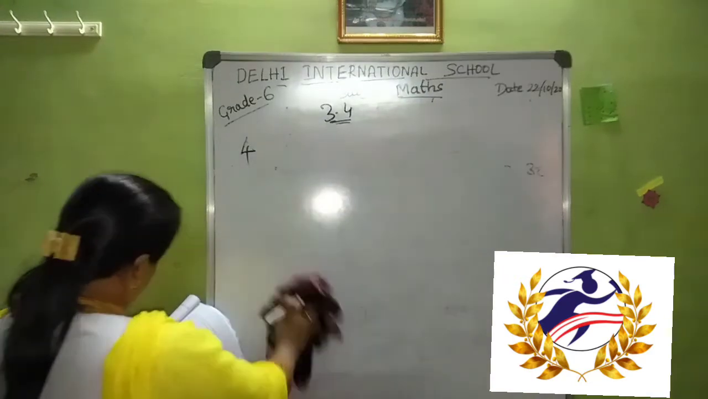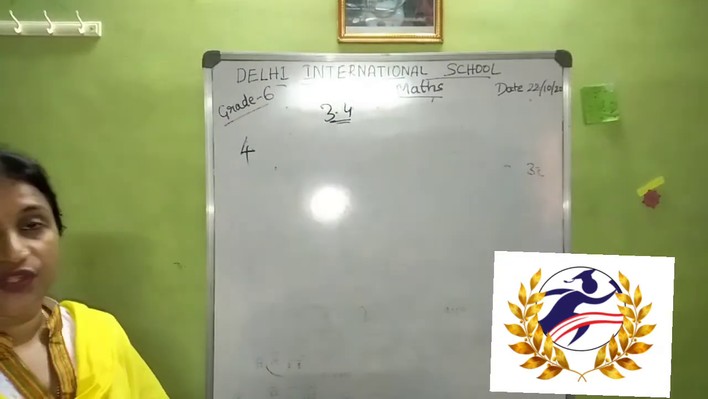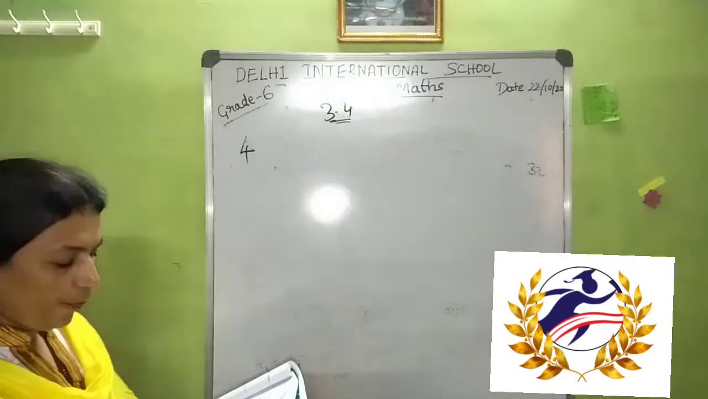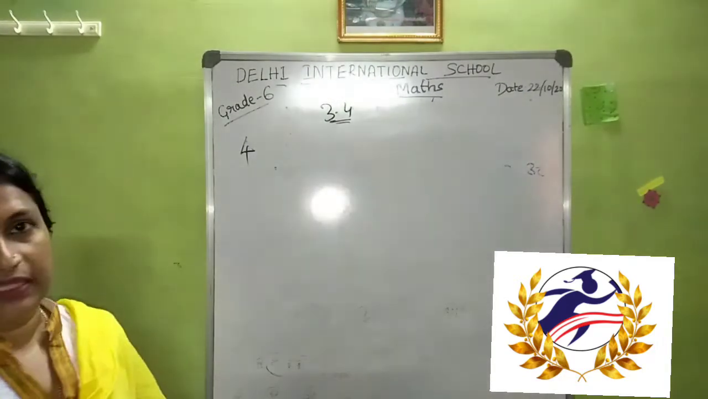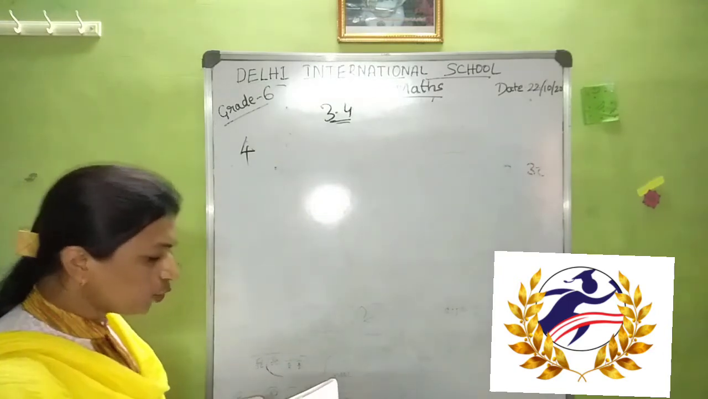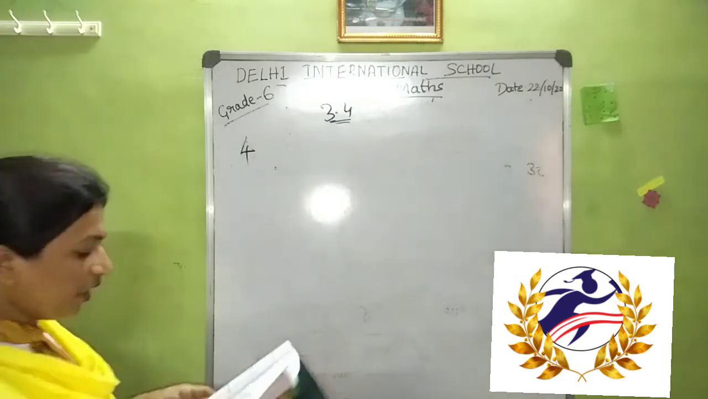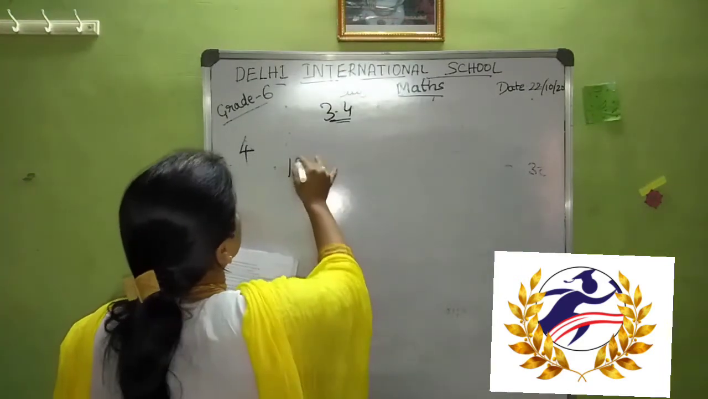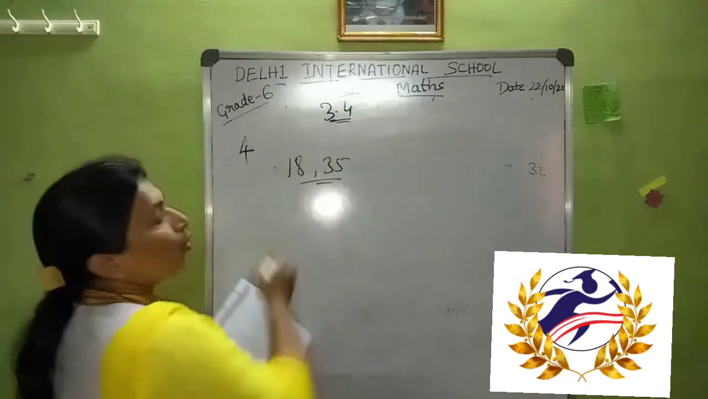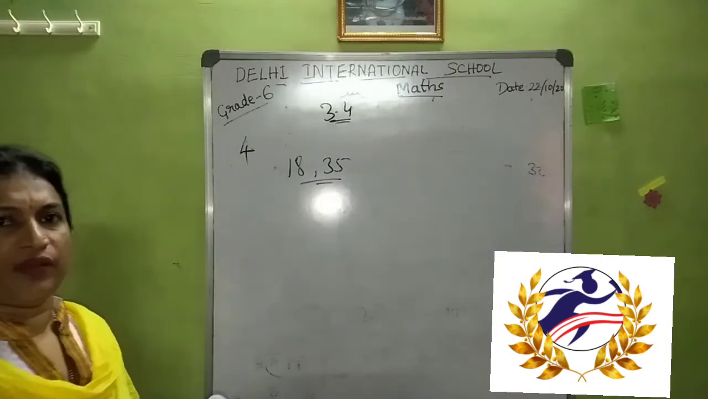Then the fifth one: which of the following numbers are co-primes? Co-primes, 18 and 35 they have given, isn't it? Co-prime means two numbers having only one as a common factor. Okay, so 18 and 35. Co-primes are numbers which are having only one as a common factor.